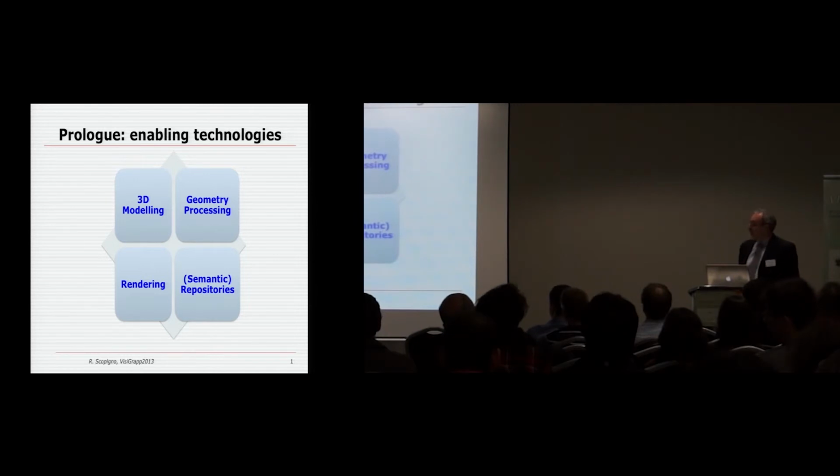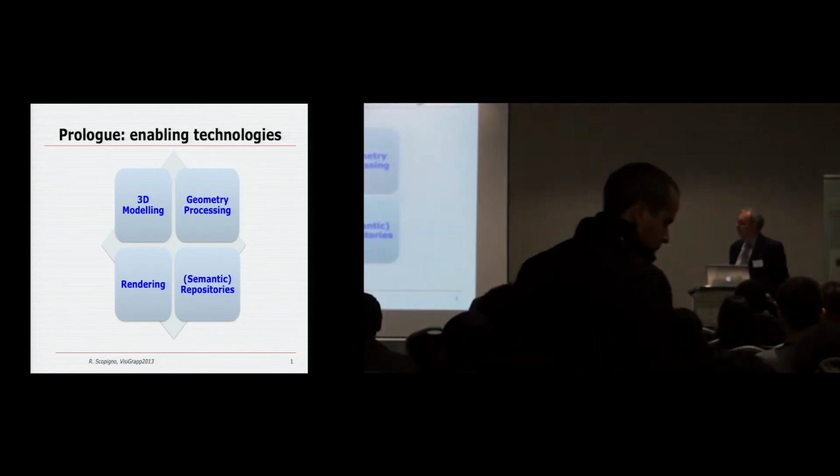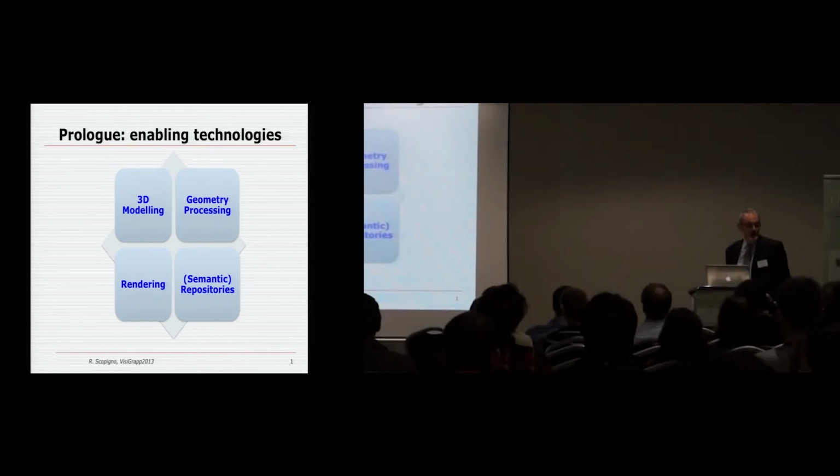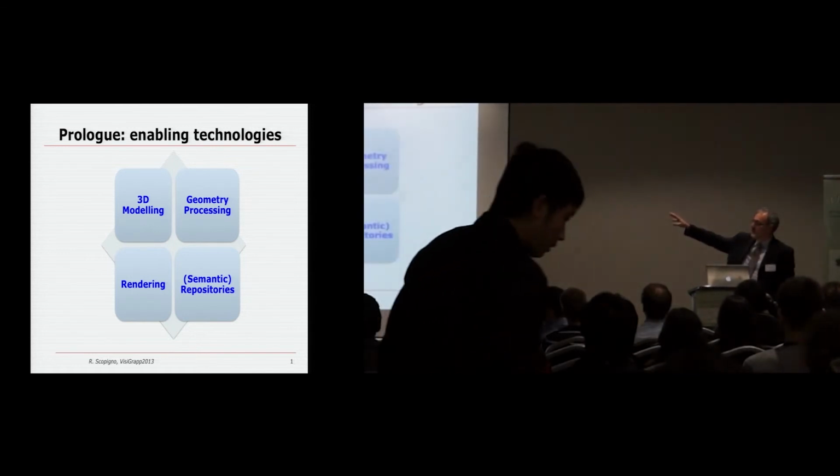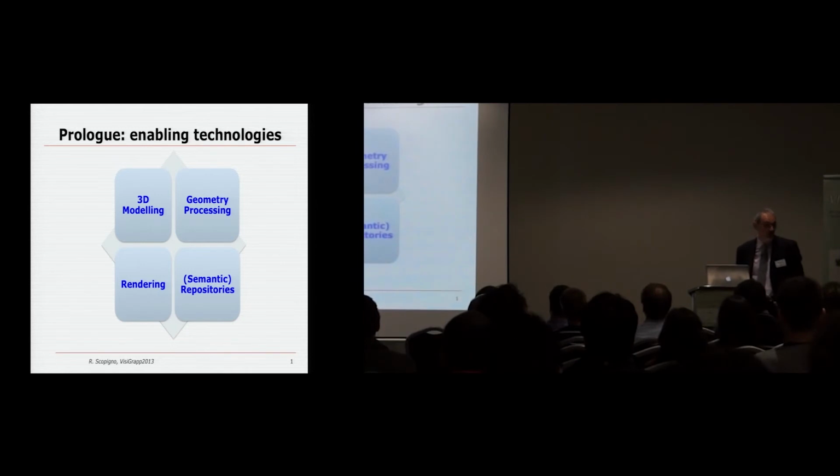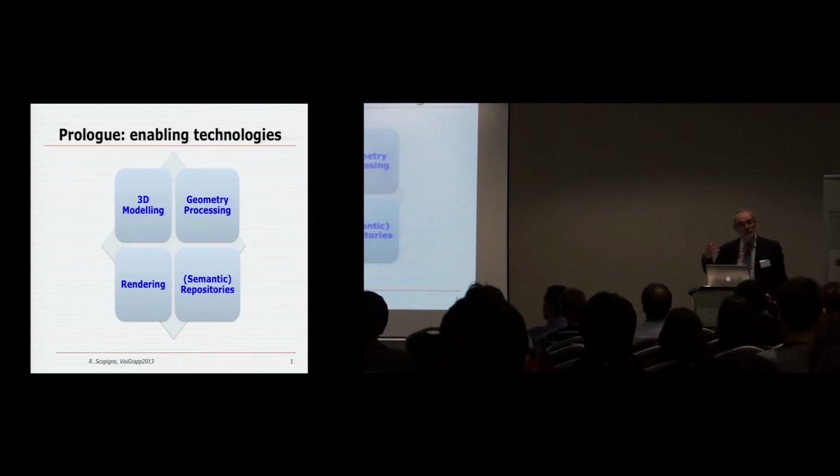And the last one, geometry processing, is usually intended as technology which allows us to build the 3D model, so you can consider it the most important subset of the 3D modeling stuff. But in reality, it's also another important component for processing the digital models in order to build up other knowledge on top of the plain representation.